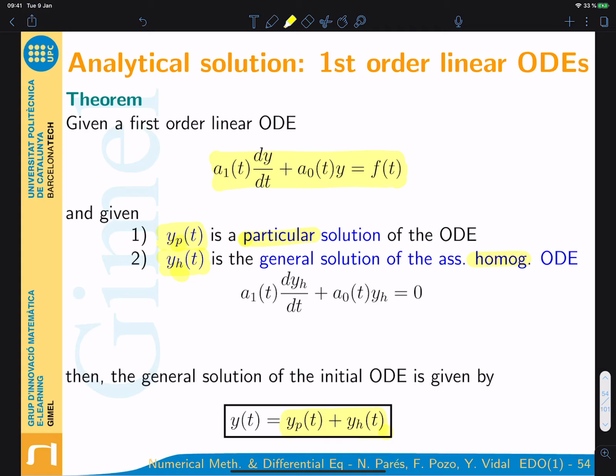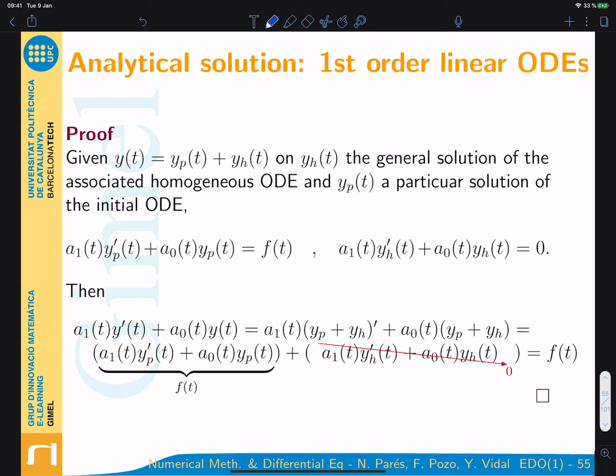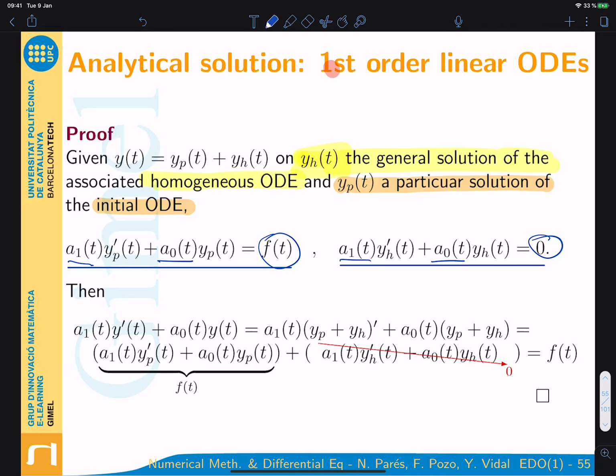Let's see if this is true. Let's prove the theorem, okay? Now, the proof is very simple. We have the general solution of the associated ODE, which is yh. This is the general solution of the homogeneous ODE. And we know that yp is a particular solution of the initial ODE, okay? And we wrote here the equation that is satisfied by yp and the equation that is satisfied by yh. yp satisfies the initial ODE, which is equal to f of t. yh satisfies the homogeneous ODE. Of course, a1 and a0 here are the same coefficients.